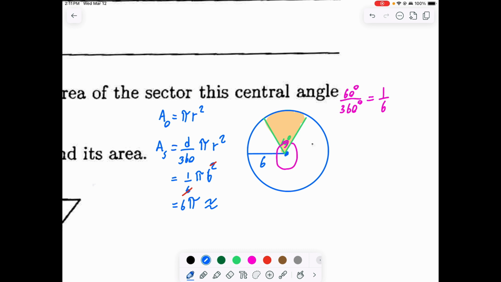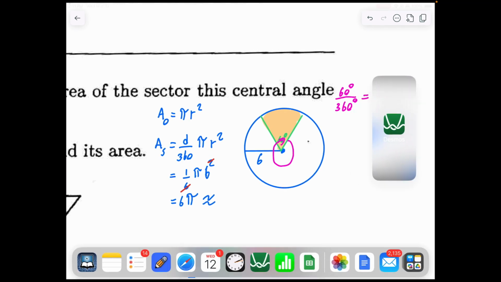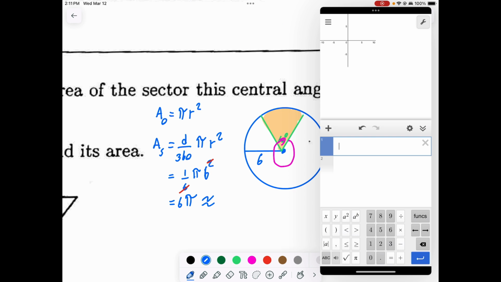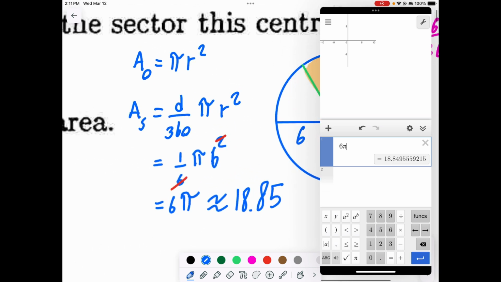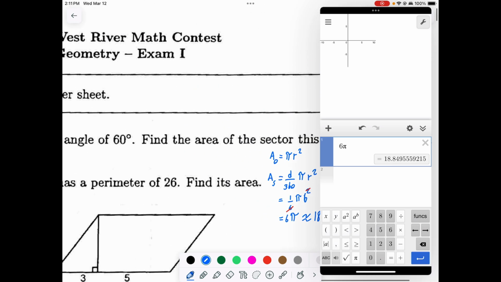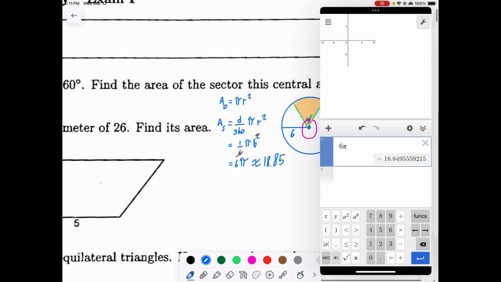And if you plug in 6 pi into a calculator, I believe it's approximately 18 point something. So let's find out real quick. 6 pi, 18.84. And we're going to round to 18.85 because we are rounding. The area has an exact answer, but it also has an approximation. Now, the last thing to check is the units. It says it's got a radius of 6. It's not 6 feet or 6 inches or anything. So our answer is perfectly valid. All right.